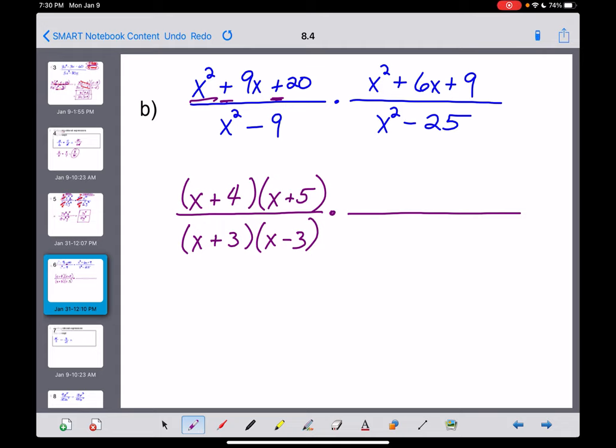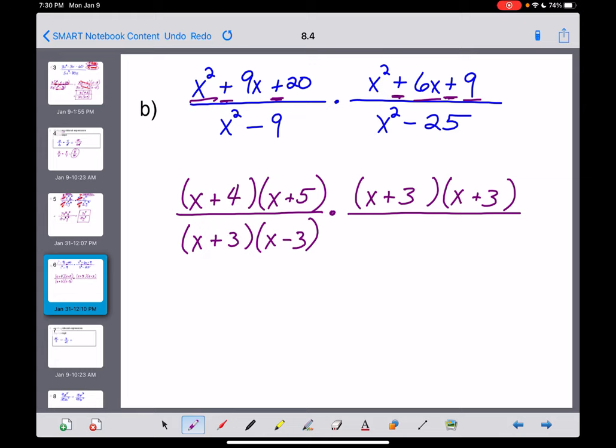Top right, x squared plus 6x plus 9. Again, no GCF, so I'm going to try reverse FOIL. The x squared splits up into x times x. Signs, again, are going to be the same and both positive. So plus, plus. And we need two numbers that multiply to 9 and add up to 6. Sounds like it's going to be 3 and 3.